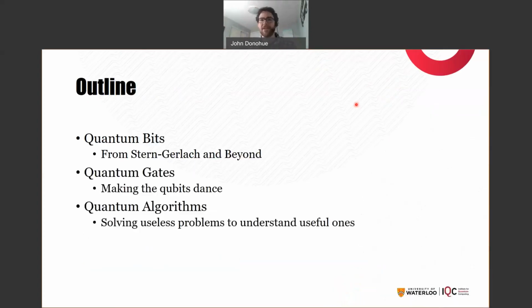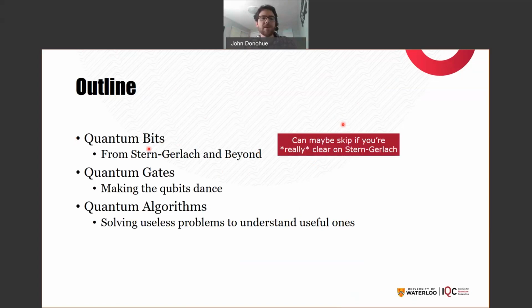So we're going to break this down into three chunks. First, we're going to talk about quantum bits. You hopefully already heard a little bit about the Stern-Gerlach experiment. We're going to be talking about other kinds of systems we can make quantum bits out of, and how we think about a quantum bit of information, how we encode a bit of information into a quantum system. In the next session, we're going to be talking about quantum gates, how we manipulate these quantum systems, and then finally, we're going to go into quantum algorithms. We're going to be talking about a fairly useless problem, but we're going to learn some of the lessons of how we solve algorithms using quantum bits to hopefully help us understand more useful algorithms later on.